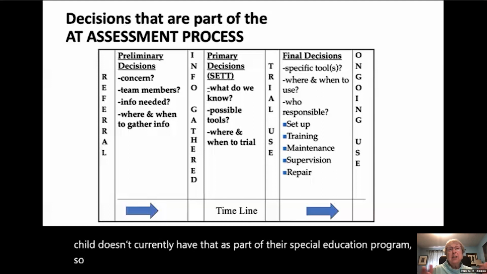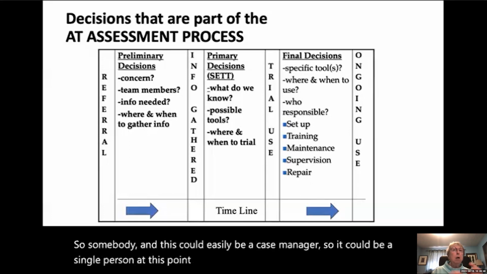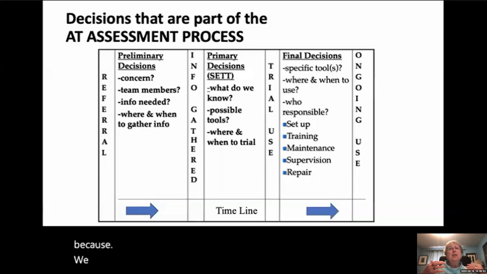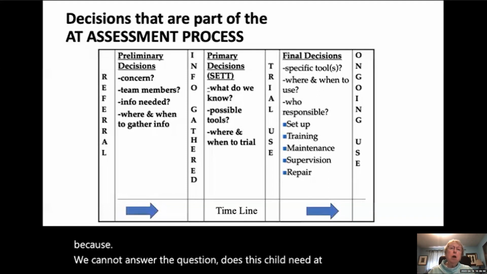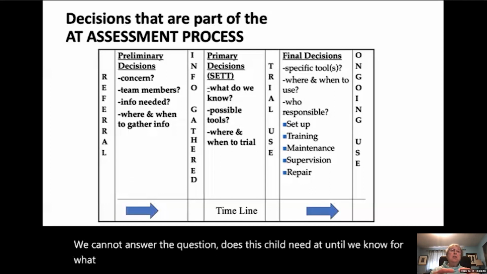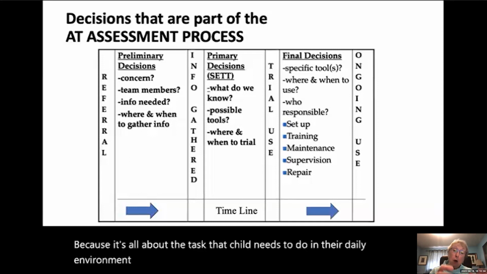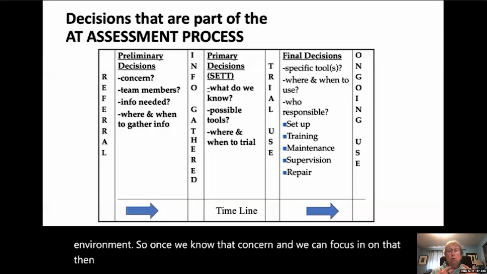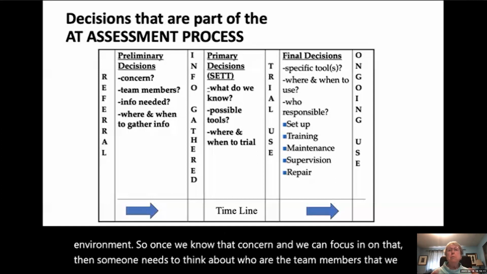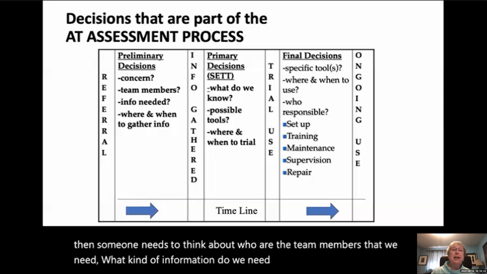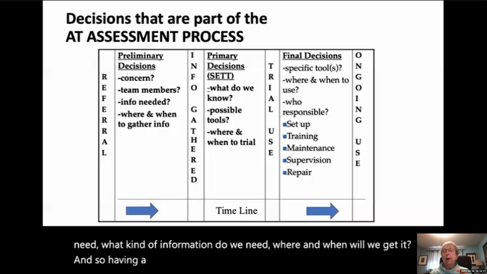So somebody, and this could easily be a case manager, so it could be a single person at this point, looking at, well, what's our specific concern? Because we cannot answer the question, does this child need AT, until we know for what, because it's all about the task that that child needs to do in their daily environment. So once we know that concern and we can focus in on that, then someone needs to think about who are the team members that we need? What kind of information do we need? Where and when will we get it? And so having a case manager can really make that efficient.